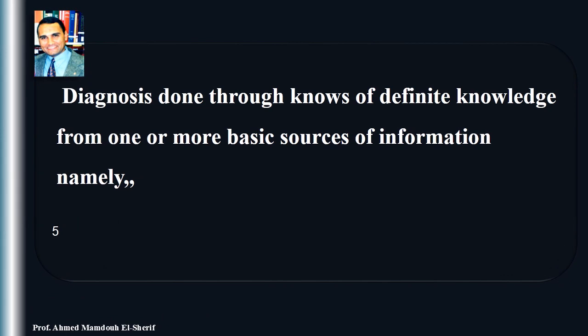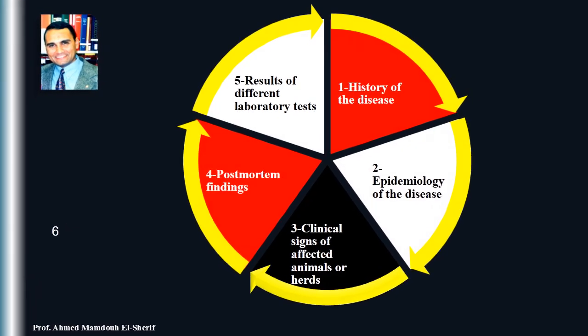Diagnosis is done through the use of definite knowledge from one or more basic sources of information, namely the following. Number 1, history of the disease. Number 2, epidemiology of the disease. Number 3, clinical signs of affected animals or herds. Number 4, post-mortem findings. Number 5, results of different laboratory tests. These 5 steps have to be done to reach an accurate diagnosis of any disease.